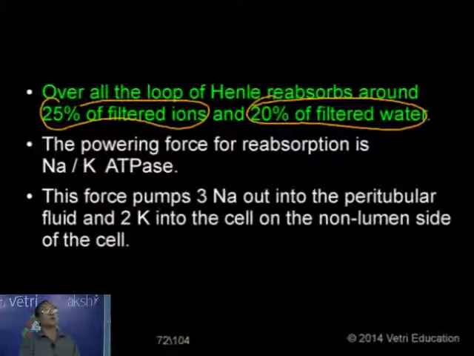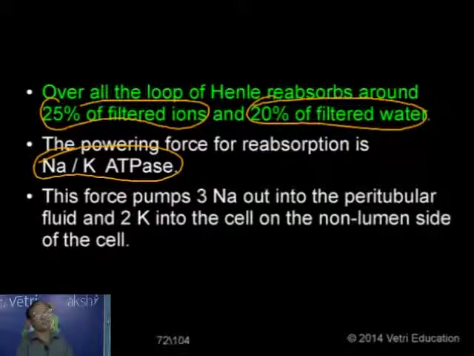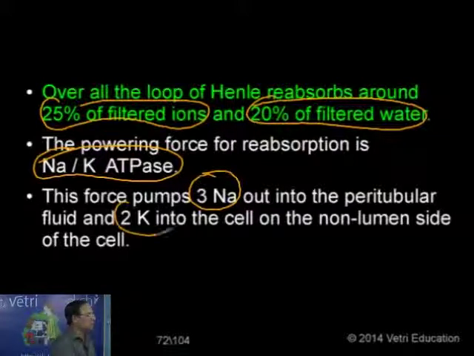The powering force is provided by sodium potassium ATPase, adenosine triphosphatase, and that is the driving force for the movement of ions and water, for the reabsorption process. This force is responsible for driving out nearly 3 sodium ions into the peritubular fluid, nothing but the interstitium, and pumping in 2 potassium ions into the cell, not on the lumen side but on the non-lumen side of the cell.